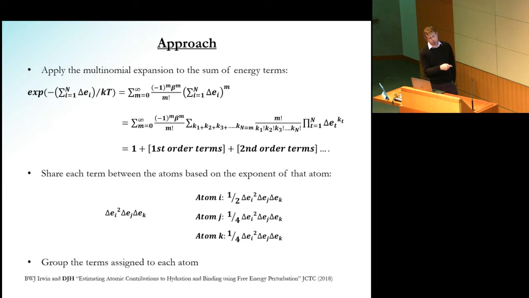And the approximation or assumption that we're going to make, or the model that we're going to use, is that if you consider one of these terms inside here, it might look like this, with contributions from atoms I, J, and K.